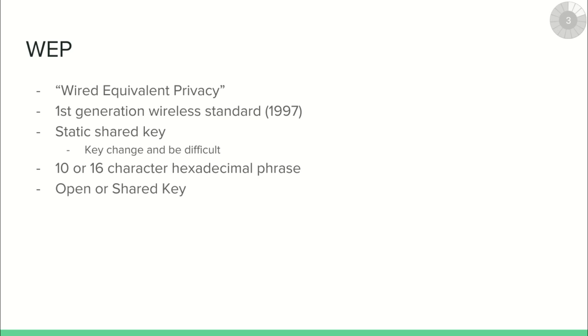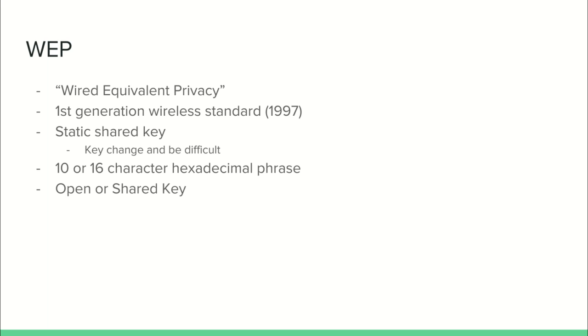First off, we have WEP. It was first standardized in 1997 and stands for Wired Equivalent Privacy, though nowadays it is far from that. It uses a static shared key. What this means is that there will be a single key that is used on both the AP and all of its clients. The AP is your access point or your wireless router. If this key ever needs to be changed, since it's the same key, it must be done individually on every client.